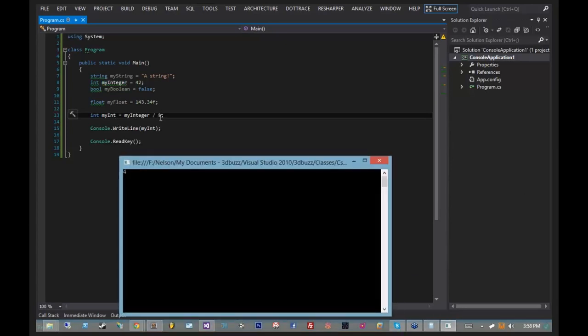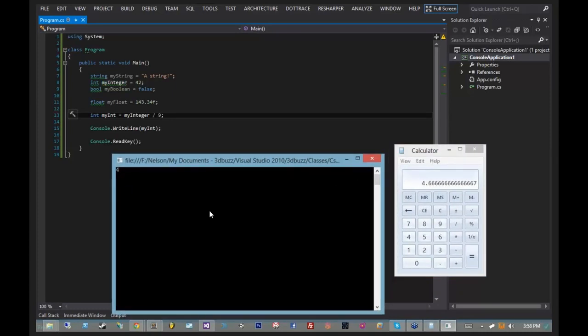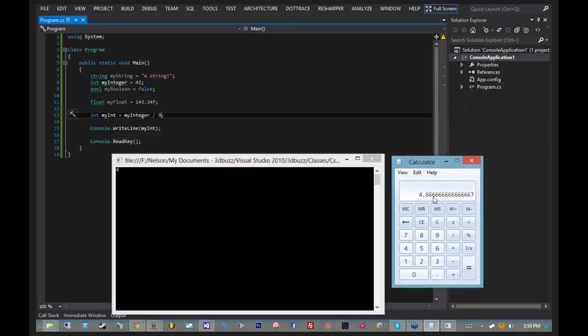Okay, so now that I've found a denominator that is actually not divisible by the numerator, we get the value 4. And this is an example of integer division. Integer division will lose the decimal point of whatever value that you are dividing.